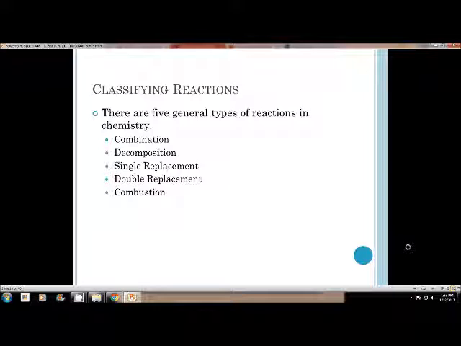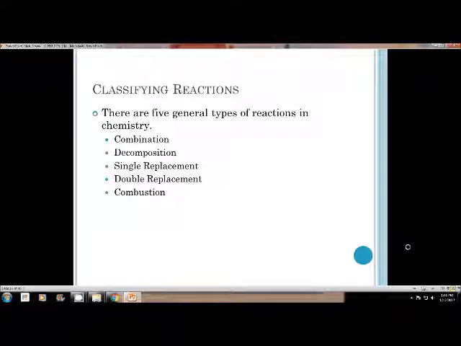So the only difference between what we've done this whole entire week and what we're doing now is we're doing the same thing, except now we're going to identify the type of reaction it is. Because there's 5 types of reactions that can be identified based on the number of reactants and products, or based on what the reactants and products are. Okay? So our 5 types are combination, decomposition, combustion, single replacement, and double replacement.